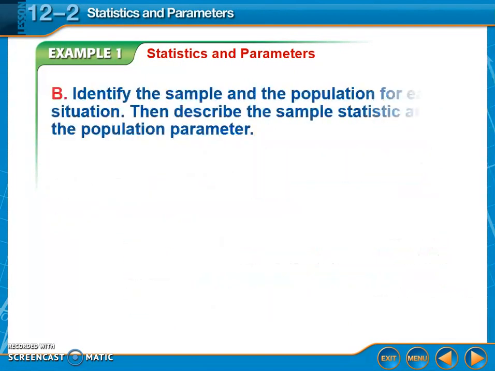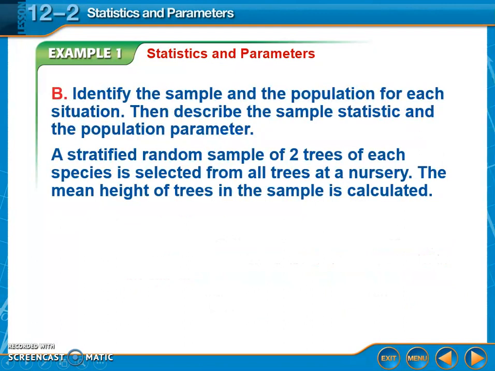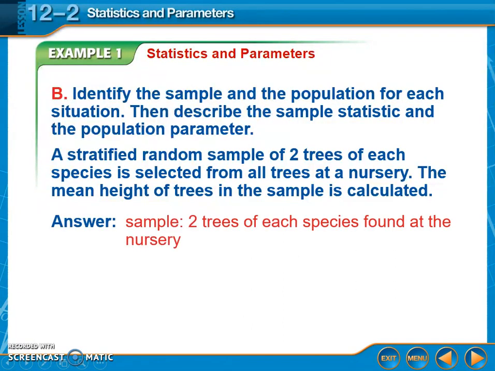Okay, so for this one, we want to find those three things again. A stratified random sample of 2 trees of each species is selected from all trees at a nursery. The mean height of the trees in the sample is calculated. So first thing we'll talk about is the sample. The sample is going to be the selected trees. So there's 2 trees of each species found in the nursery.